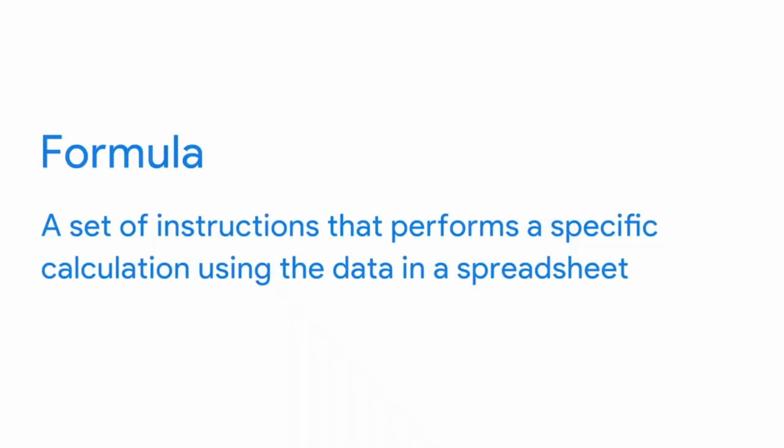A formula is a set of instructions that performs a specific calculation using the data in a spreadsheet. Formulas can do basic things like add, subtract, multiply, and divide. But they don't stop there. You can also use formulas to find the average of a number set, look up a particular value, return the sum of a set of values that meets a particular rule, and so much more.